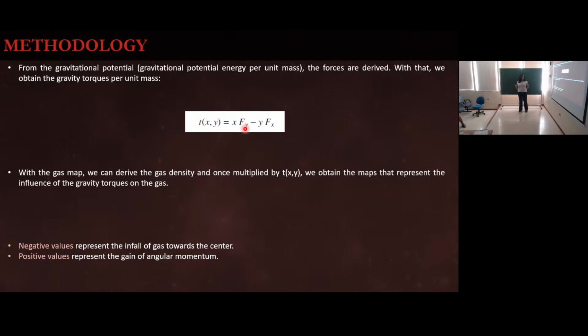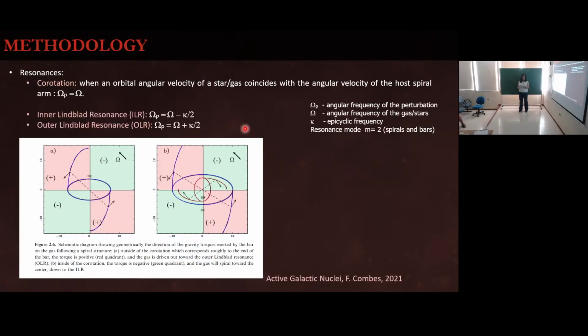In the torque maps, negative values mean the loss of angular momentum, so the gas is falling towards the center. When you have positive values, we have the gain of angular momentum, so the gas is moving out towards the edges of the galaxy. Okay, but it's not that simple. It's more complex than that.